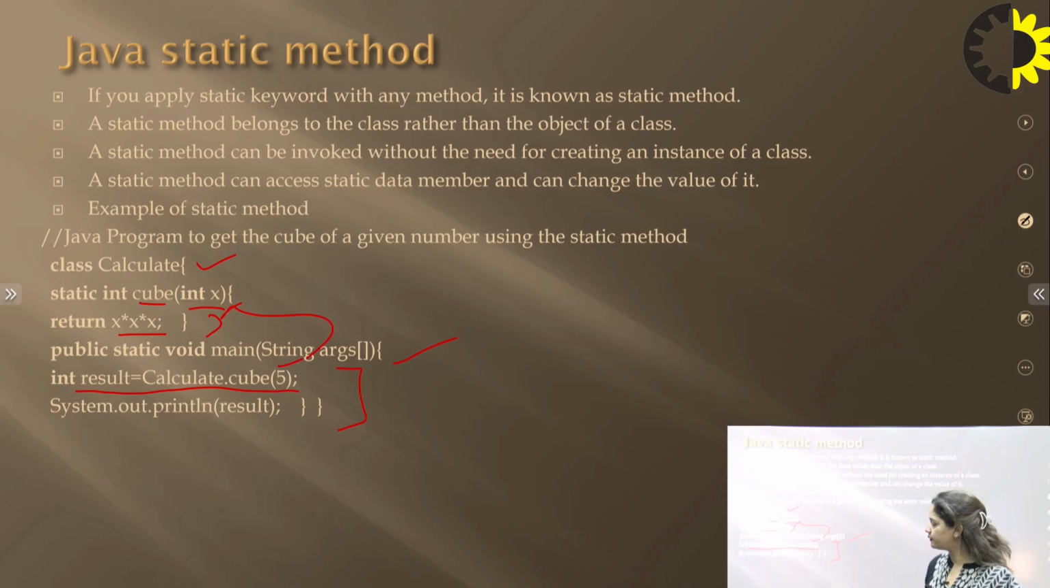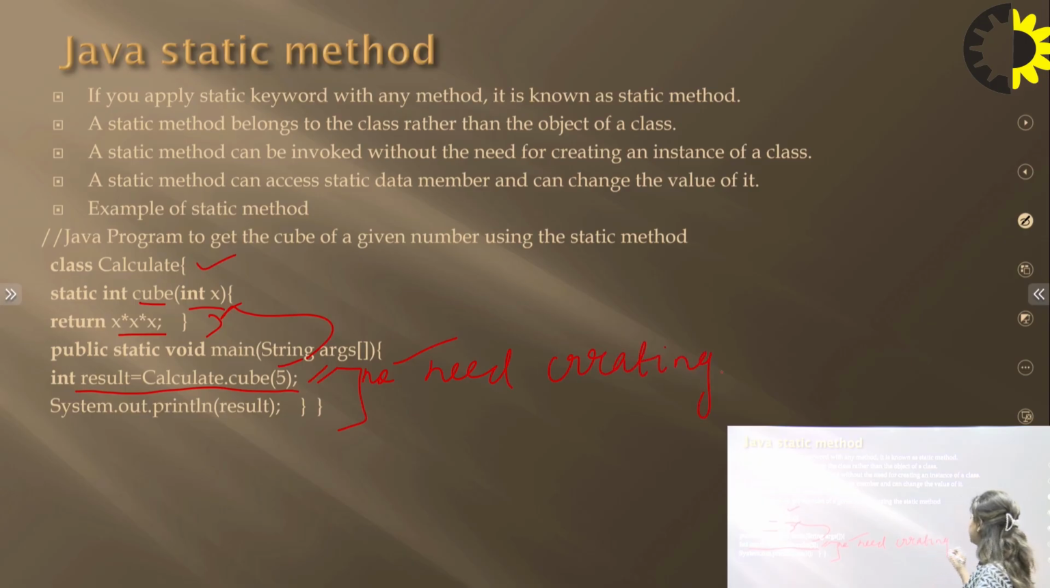So, first we have declared this variable. This variable has a value assigned to it. And what will be the value? The value which is calculated by the function cube, being called by the class Calculate. So here there is no need of creating an object. Why is there no need of creating an object?